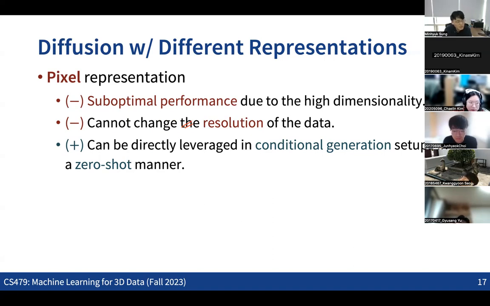But the good thing is that if we have diffusion models trained with an explicit pixel representation, we can directly utilize an unconditional diffusion model in a conditional setup without any fine tuning. So that's also an interesting idea here. Those are some pros and cons in terms of which representation we're going to use for training the diffusion models. Is this clear?